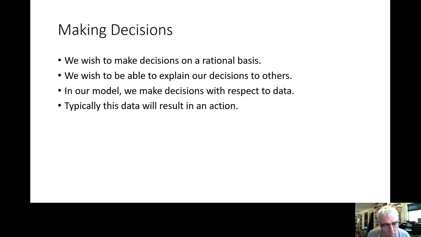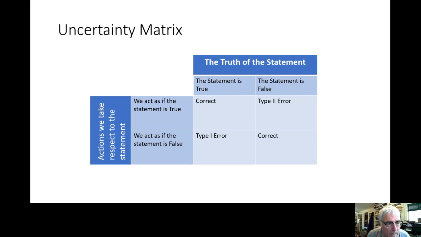In our model, we will be making decisions with respect to data that we are using. And typically, this data will result in an action being taken. This is visually clearer when we use what's called an uncertainty matrix. Okay, this uncertainty matrix has rows and columns.